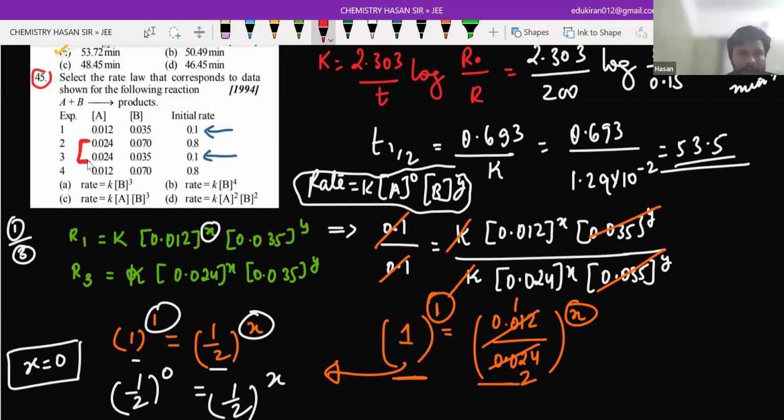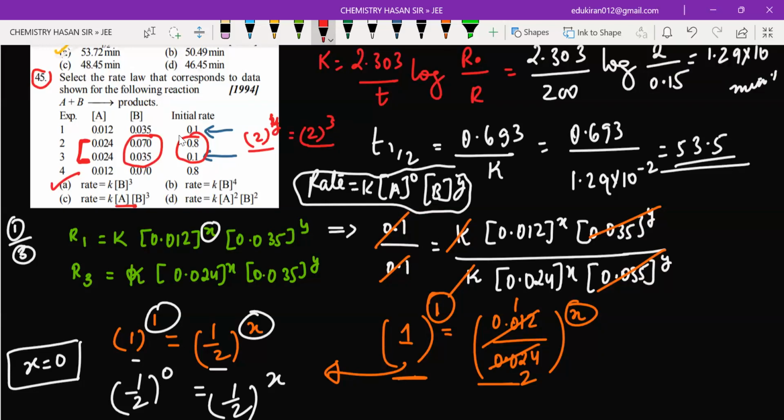If you take this one, you will be able to cancel xx, and you will be able to get 2 raised to the power y, and that will be equal to 2 raised to the power 3. So this and this are equal, so y is equal to 3. So the answer will be rate is equal to k into b raised to the power 3. A cannot be equal to power 1, and since a is equal to 0, you can manipulate that. So that is the answer. Please do write it.